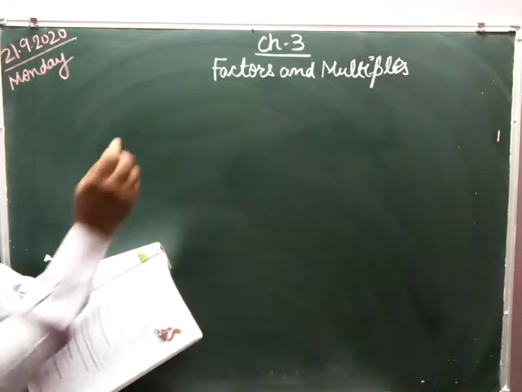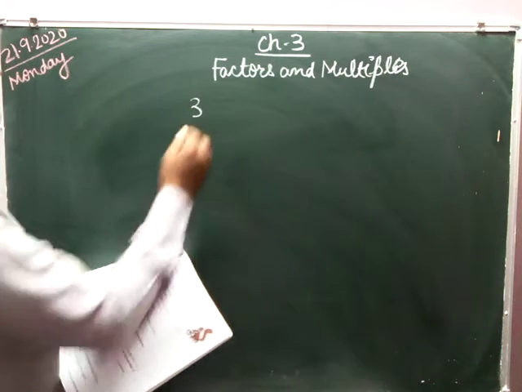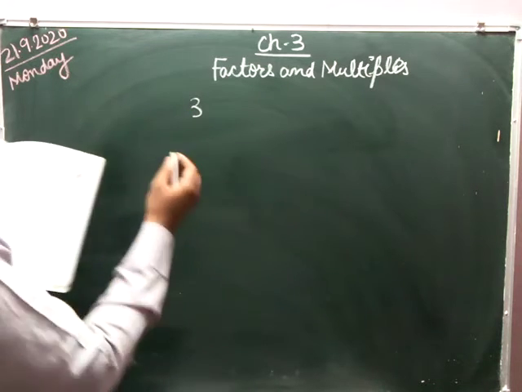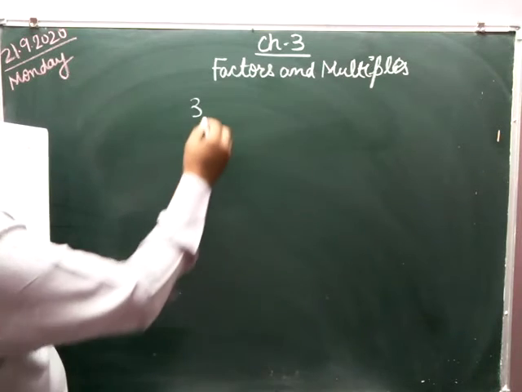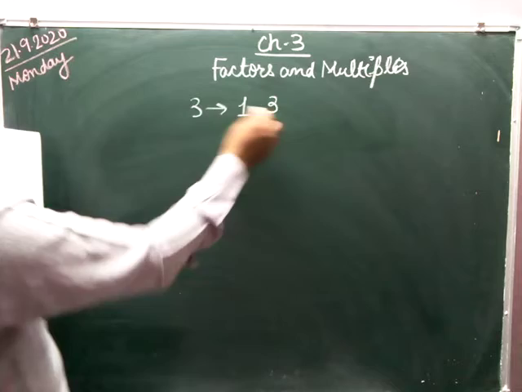Prime numbers are numbers which have only two factors: one is 1 and the other is the number itself. Suppose 3. 3 is a prime number, having only two factors: one is 1 and the other is 3, itself.